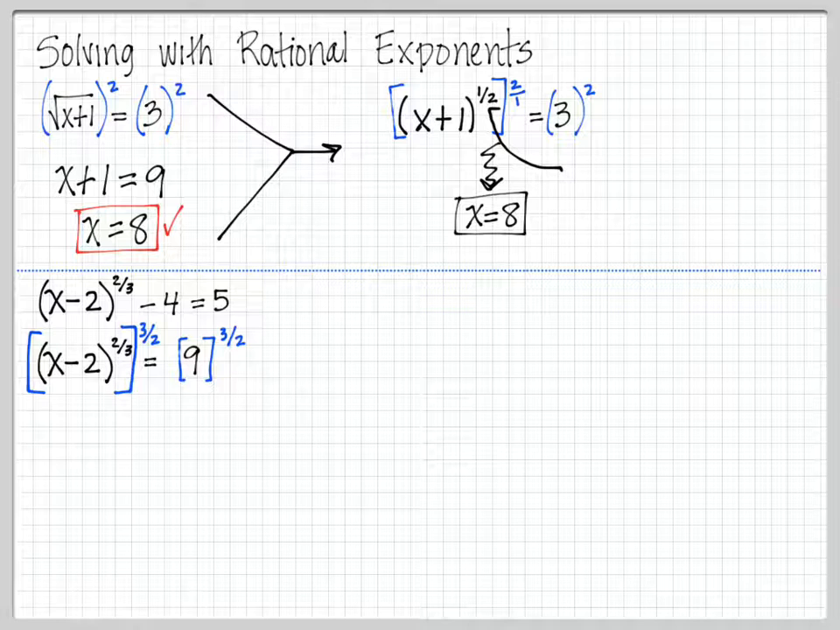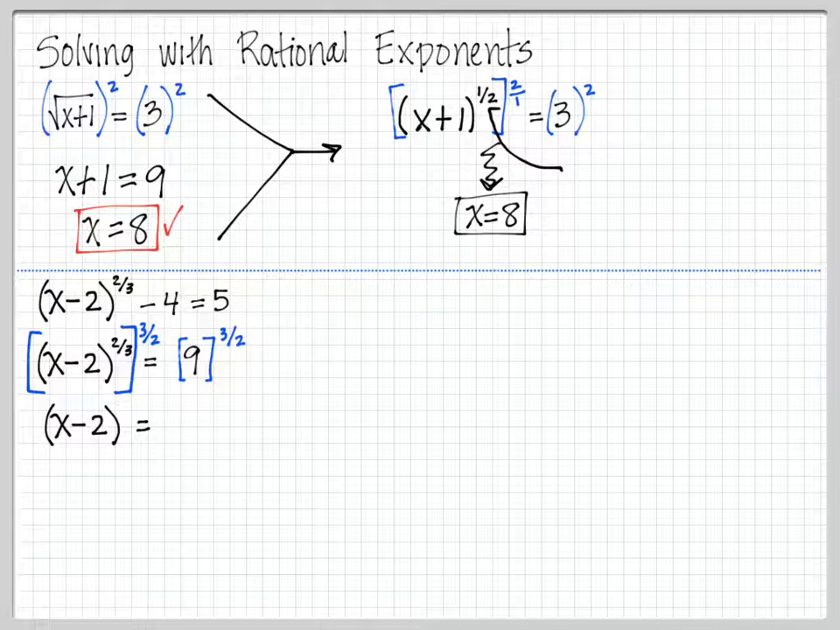And since this is raised to the 2/3, I'm going to raise both sides to the 3/2, just the reciprocal of that exponent. Because it's a power to a power, you multiply exponents. Well, 2/3 times 3/2, when you multiply reciprocals, you just get 1. And so we're going to have x minus 2, which is to the first power, so it's just x minus 2.